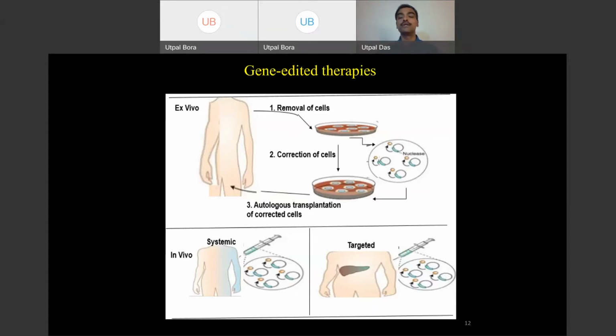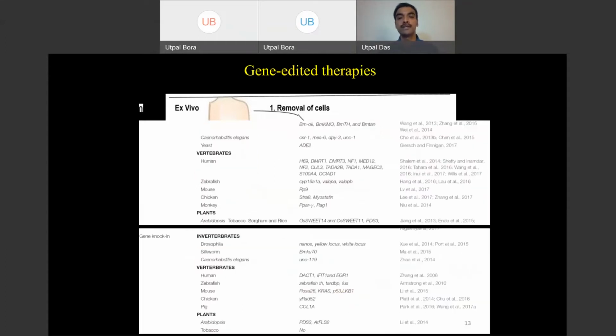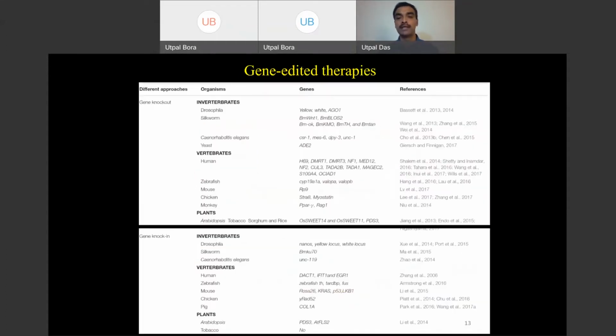So we are jumping into all different diseases, all different animals and plants. Everywhere we see some benefits. And this list is a never ending list. You don't need to worry about this list, but this is just to summarize that wherever we are trying, we have successfully edited many genes, not only in vertebrates, but also in different invertebrates and plants. Different approaches we have used: gene knockout, gene knock-in, all different technologies.